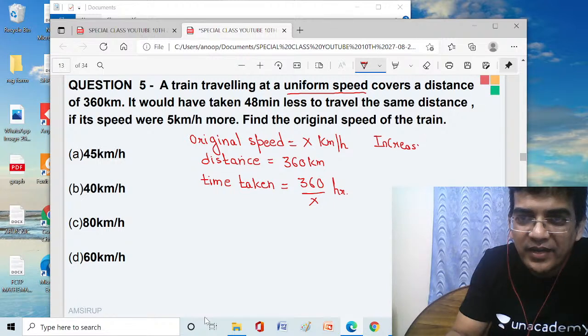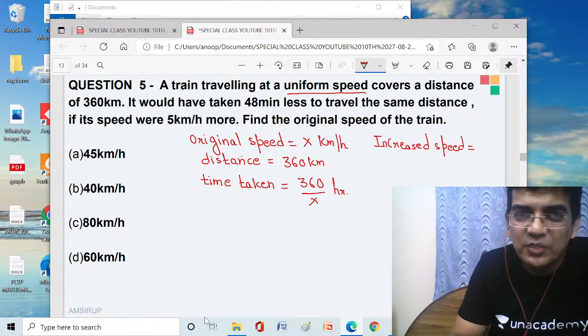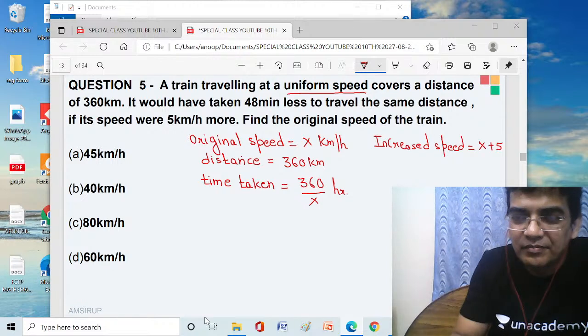Now the train is moving with increased speed. So what will be the increased speed? The initial speed was x and the question says that they have increased the speed by 5. So it will be x plus 5. Right? Now the increased speed is x plus 5.